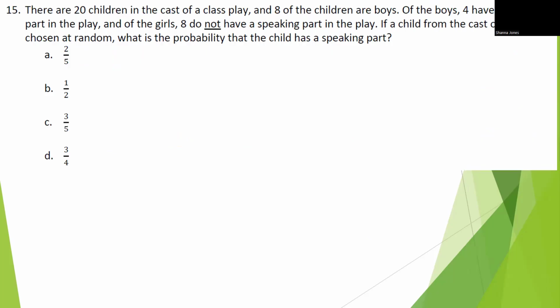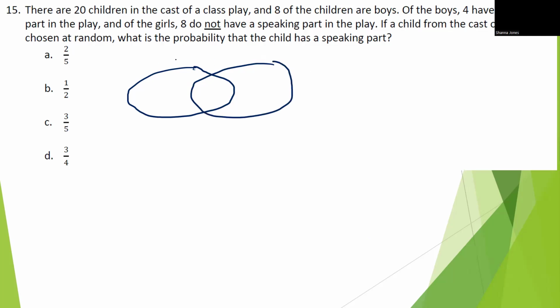All right, this one is another statistics problem, okay? It is a data breakdown. So it was friendly numbers. Altogether, there are 20 children in the cast. So altogether, you have 20 kids. Of those 20, 8 of the children are boys, okay? Do you guys remember Venn diagrams? Okay, so altogether, you have 8 boys, and therefore you have how many girls? 12, because how many total? 20, right? So we have 8 boys and 12 girls.